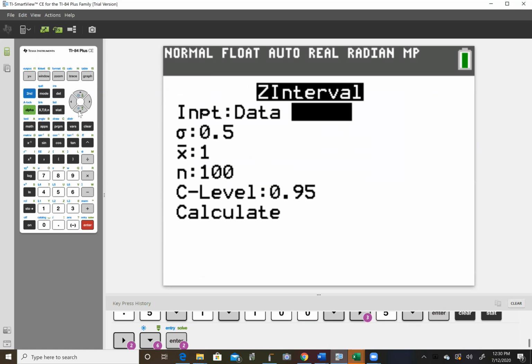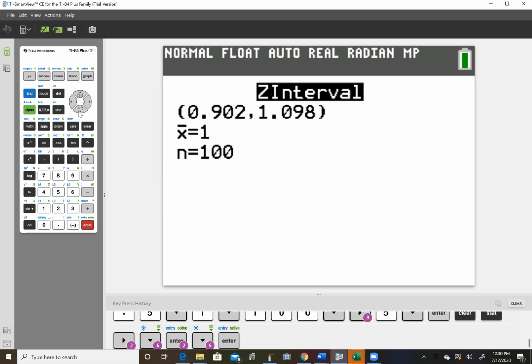And I think I already entered these numbers in. Our standard deviation was 0.5 parts per million. Our mean, population mean, was 1 part per million. The sample size we chose was 100 trout. The confidence level we're looking at is 95%, so we put 0.95. Then we're going to calculate.